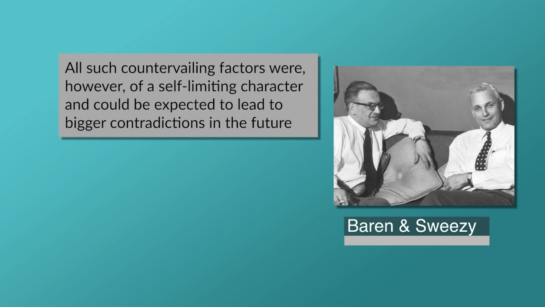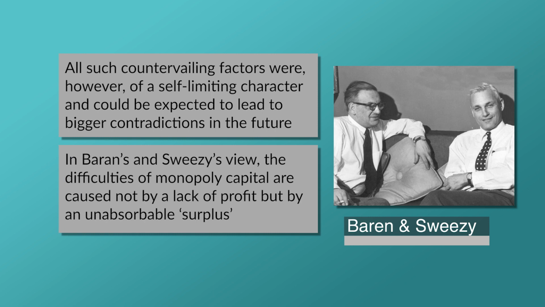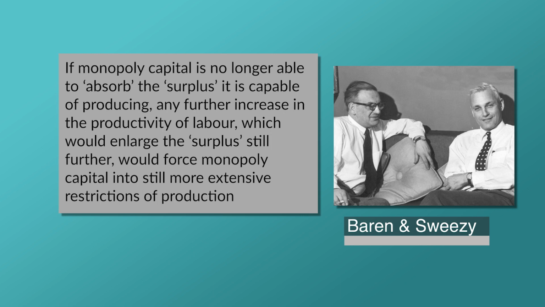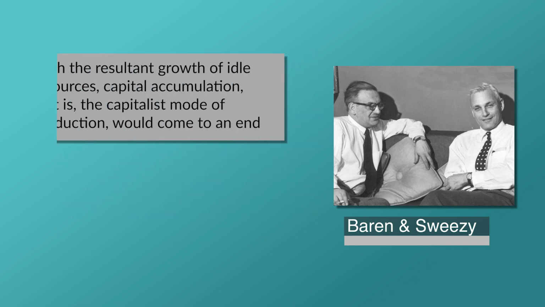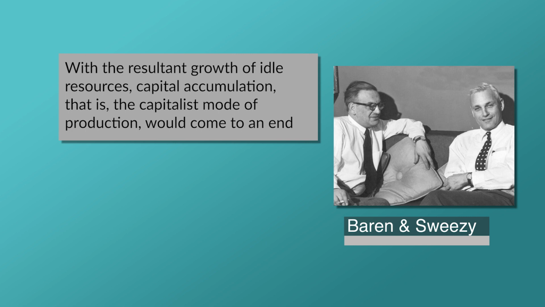All such countervailing factors were, however, of a self-limiting character and could be expected to lead to bigger contradictions in the future. According to them, difficulties in monopoly capital are caused not by a lack of profit but by unabsorbed surplus. If monopoly capital is no longer able to absorb the surplus, any further increase in the productivity of labor which would enlarge the surplus still further would force monopoly capital into still more restrictions on production. With the resultant growth of idle resources, capital accumulation, that is, the capitalist mode of production, would come to an end.